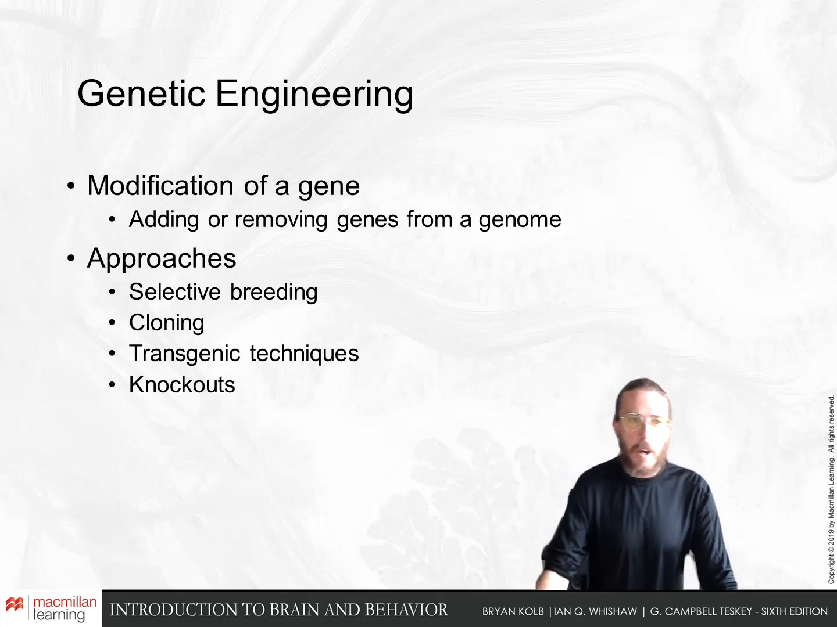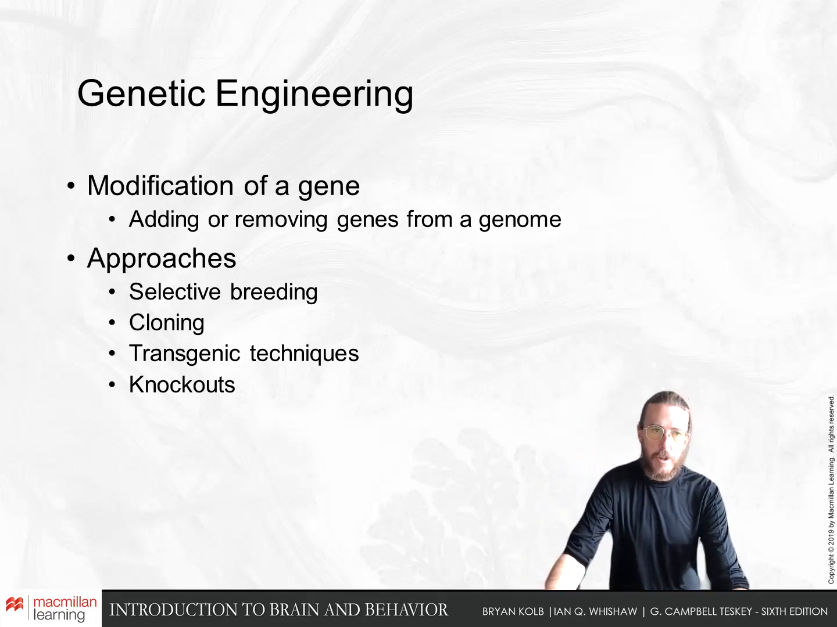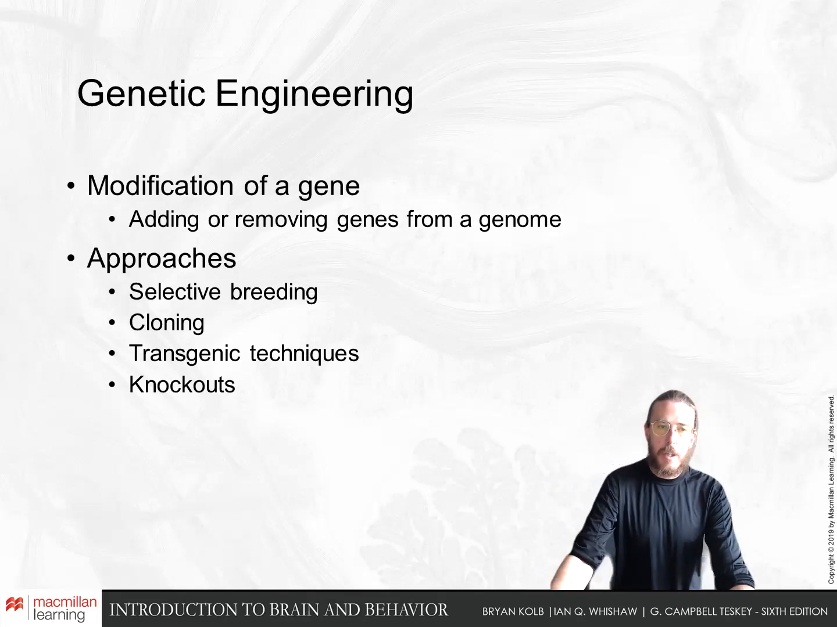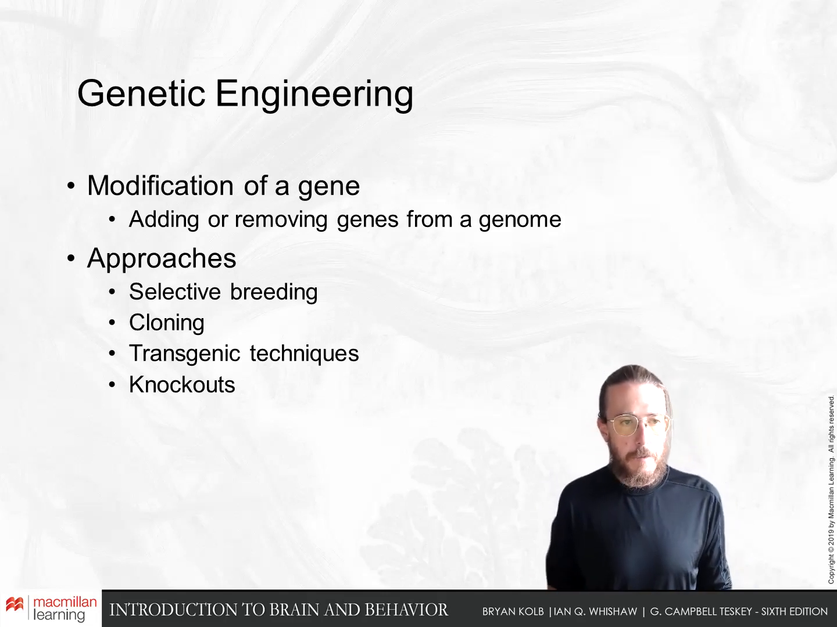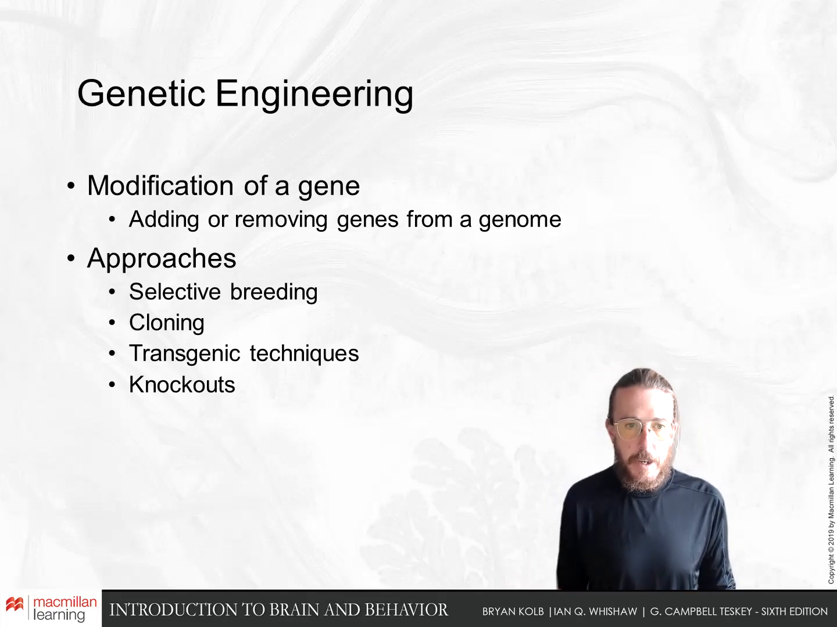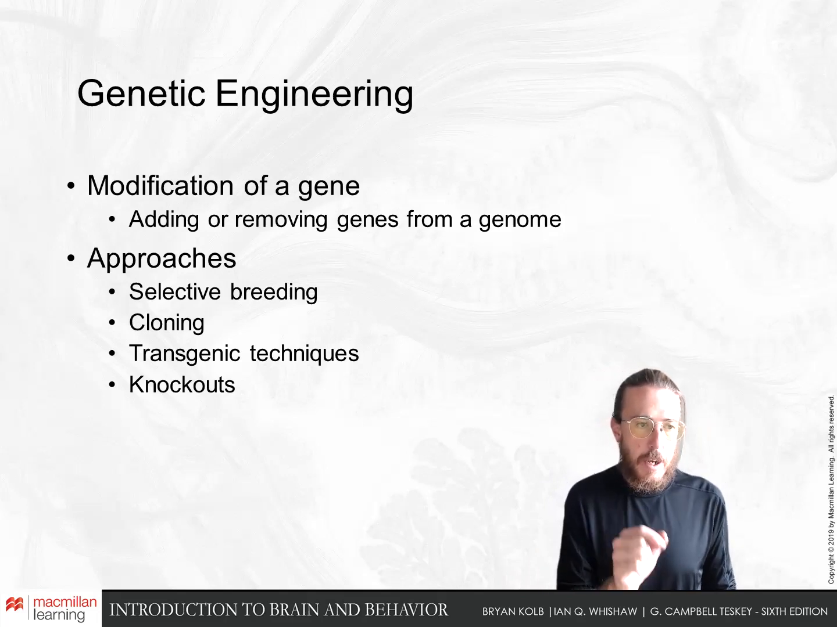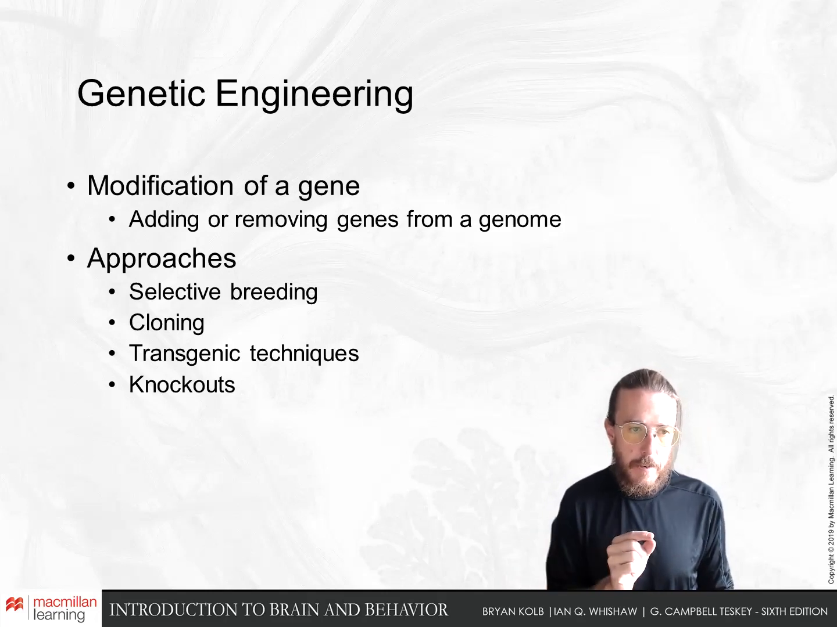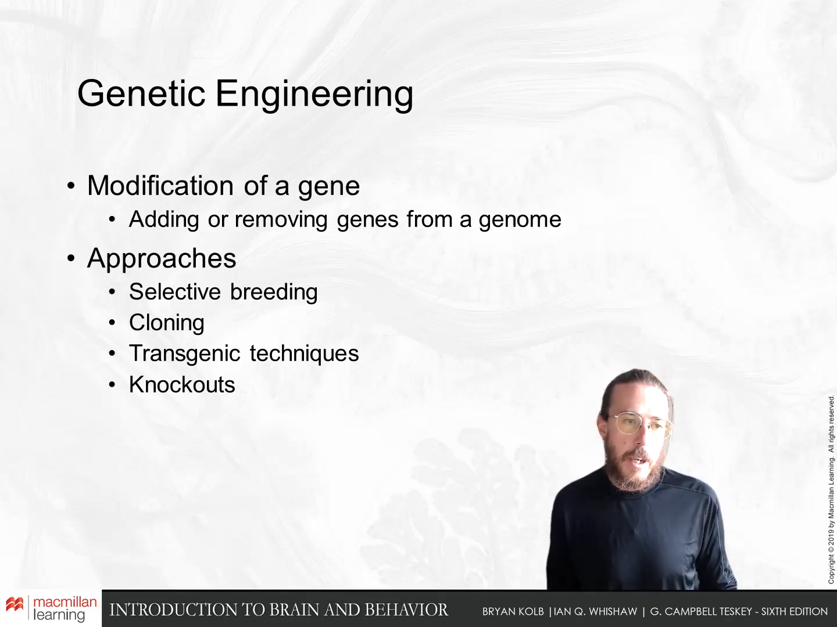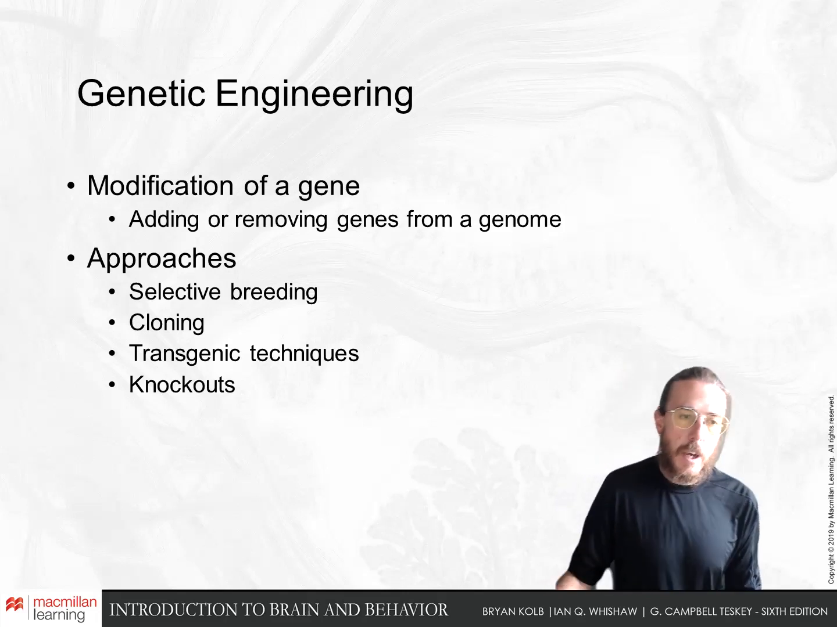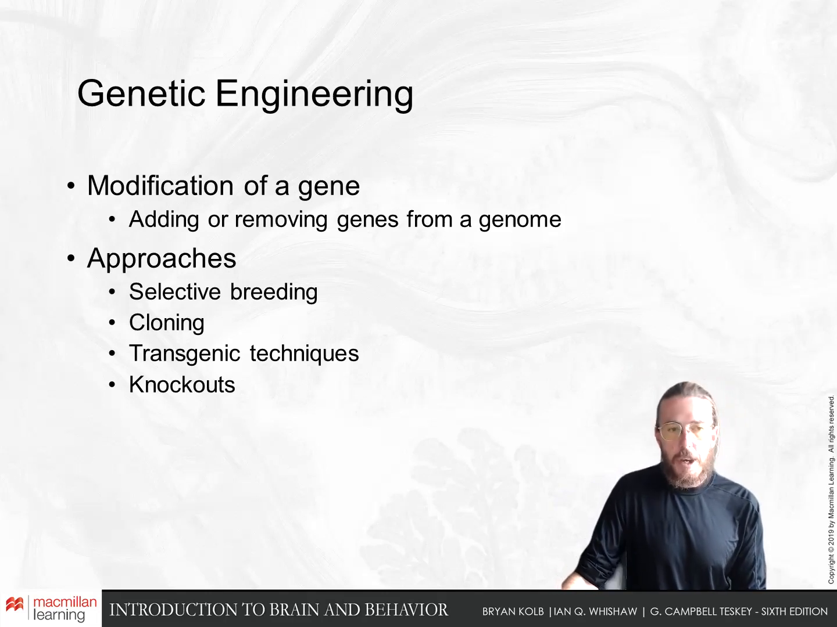So we can modify a gene by adding or removing it from the genome, and there are a number of ways to do this. The most classic is selective breeding, which humans have been using for tens of thousands of years, in which you identify, as Mendel did in his pea plants, offspring that have characteristic traits that you like, and you mate them together. And when you mate these offspring together, you then increase the propensity for those traits to be in their offspring. And this has led to this amazing assortment of dog breeds and cat breeds that we see, and also different domesticated animals.